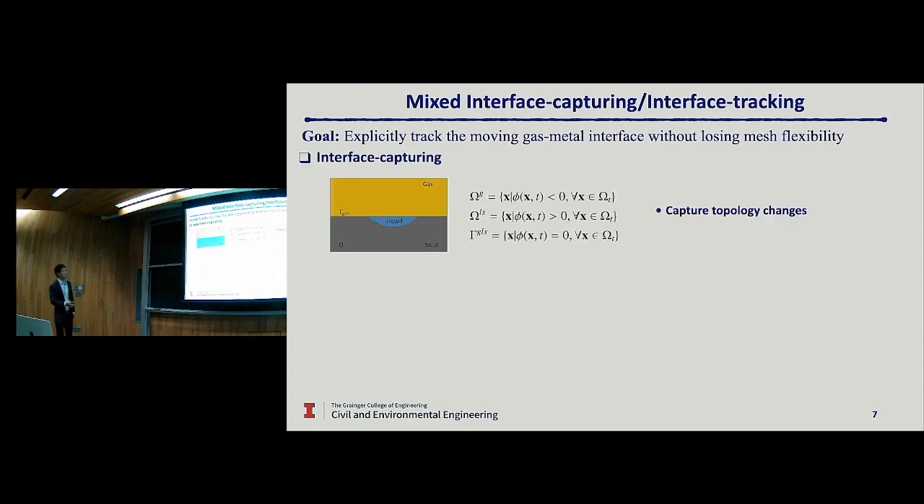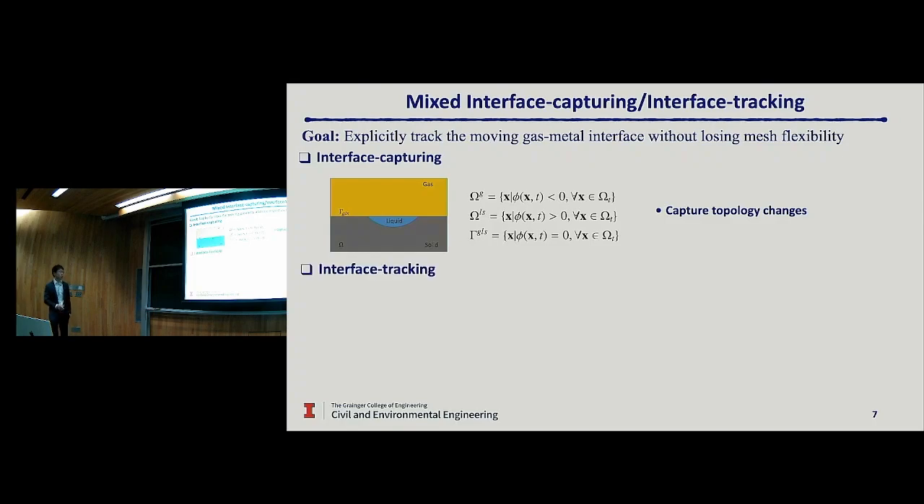So how to do that? The idea actually is very simple. Probably you have seen something in the literature as well. The idea is as follows. We first utilize the interface capturing approach, which in this case is a level set, to capture the interface evolution. If you have studied level set a little bit, you know the level set is basically a signed distance function with respect to the gas-metal interface. And the gas-metal interface is implicitly represented by the implicit function phi equals 0. We only use the level set to capture the topology changes. That's all.